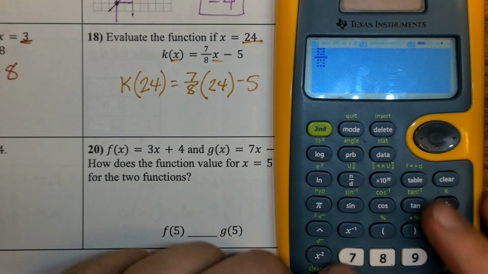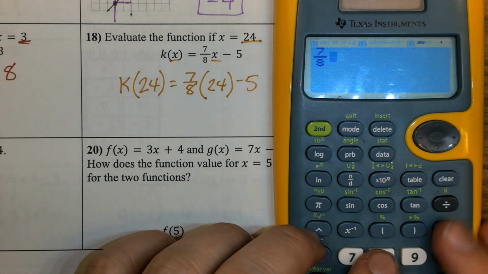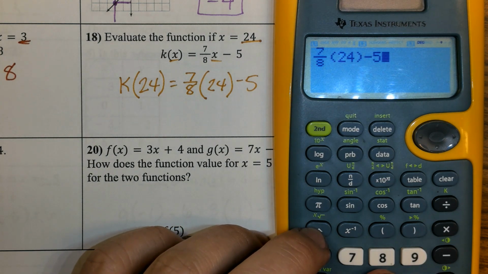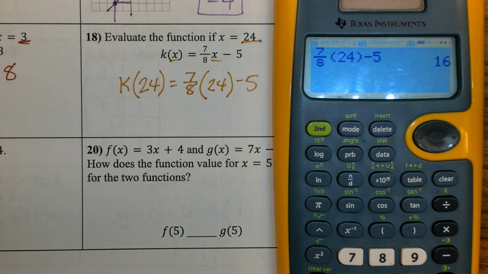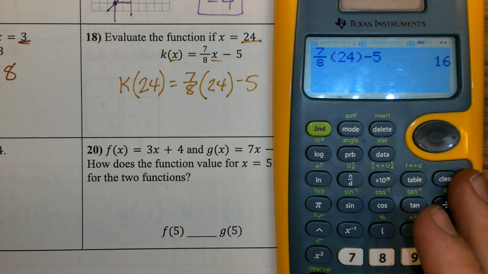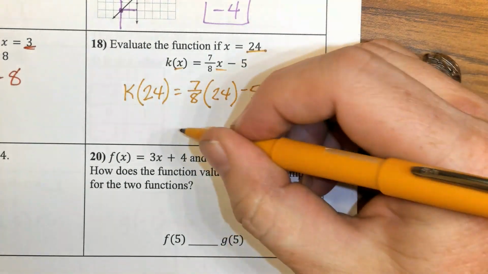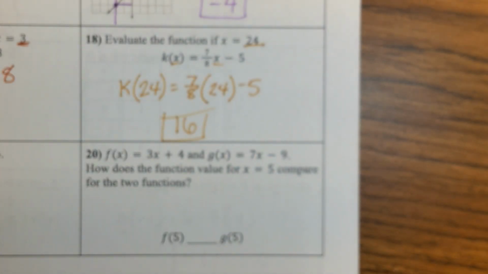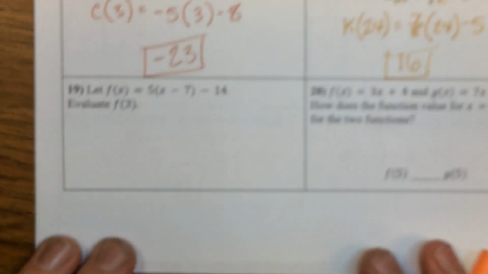So, fraction 7 over 8, parentheses 24, minus 5. 16 is my answer. Okay. And I'm done with that question. And I got 2 left.